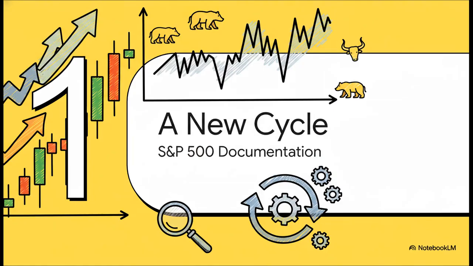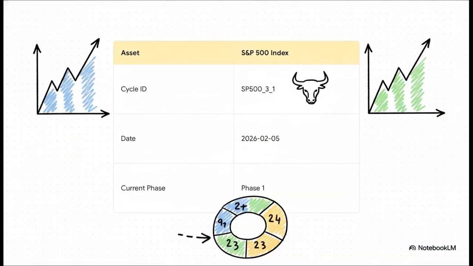All right, let's get into it with Section 1, a news cycle. We are documenting a fresh setup for the S&P 500 index. This slide just lays out the basic vitals for this cycle. The asset, as you can see, is the S&P 500 index. The cycle ID is SP500_3_1, and the date for this documentation is February 5th, 2026. Right now, the cycle is officially in Phase 1.